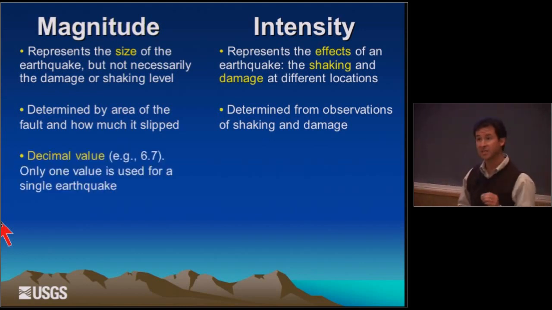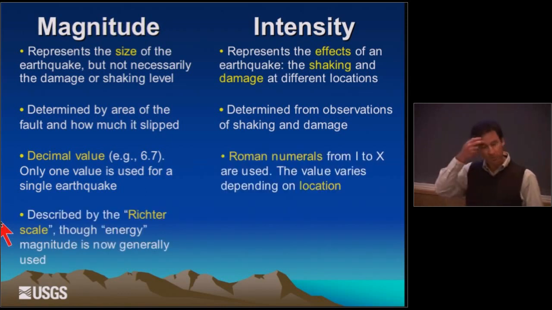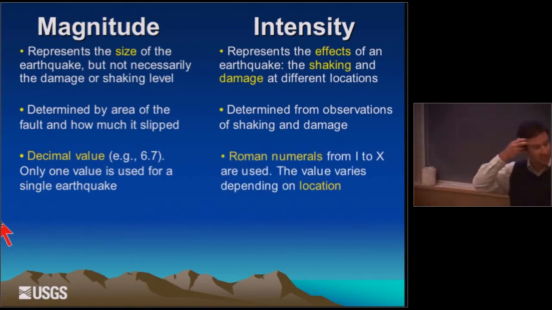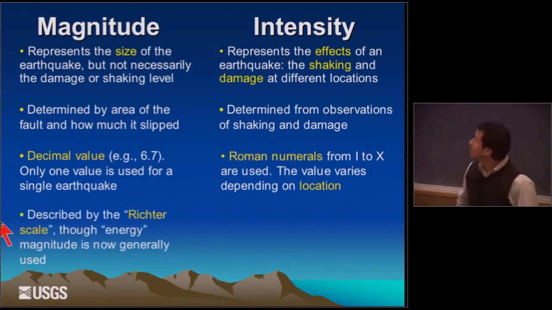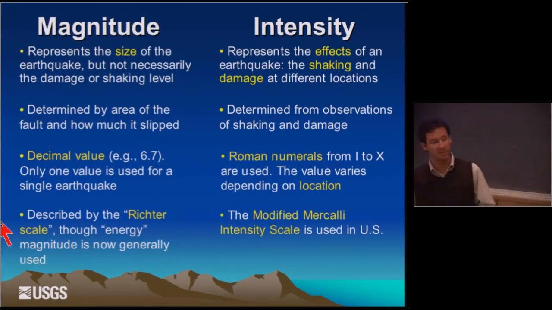Magnitude is always given a decimal value, for instance 6.7. And there's only one value for an earthquake, though different magnitude measurements can differ slightly. An earthquake is only one size. However, Roman numerals are used for intensity, and they range from 1 to 10 typically. And of course, these vary from location to location for given earthquakes. And then, usually people describe the magnitude by the Richter scale, but typically now energy magnitude is used. And in the United States, the Modified Mercalli intensity scale is the traditional scale that we've been using.